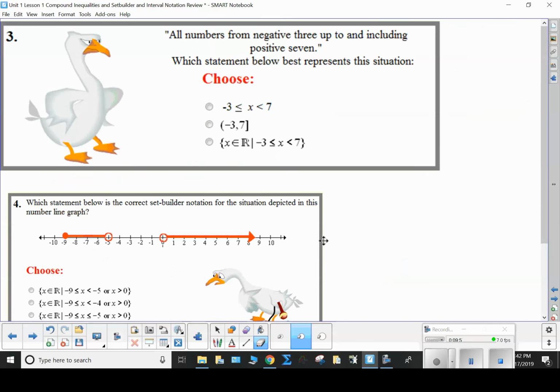Number 3, all numbers from -3 up to and including +7. From -3, so it doesn't include -3. That means, whoops, let's give myself a pen color. So that means this doesn't work, and this doesn't work. So that leaves, oops, this one.